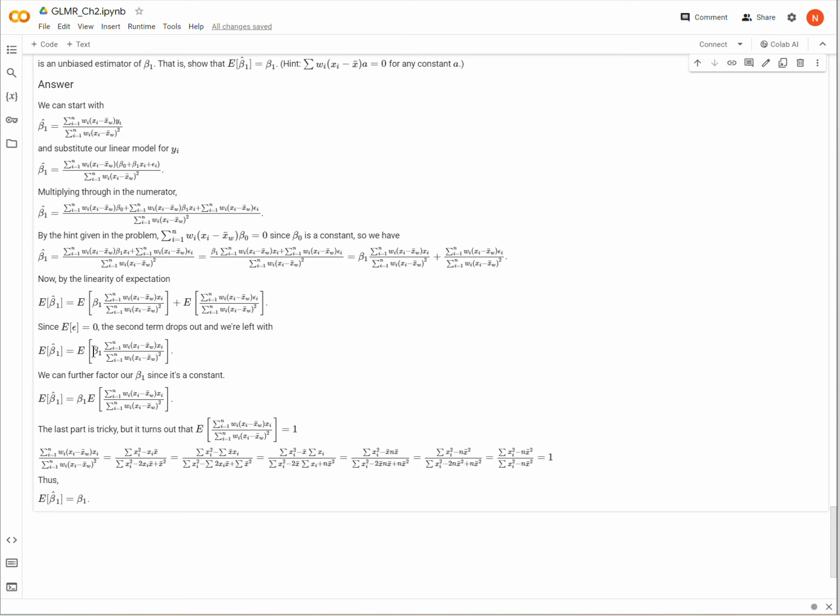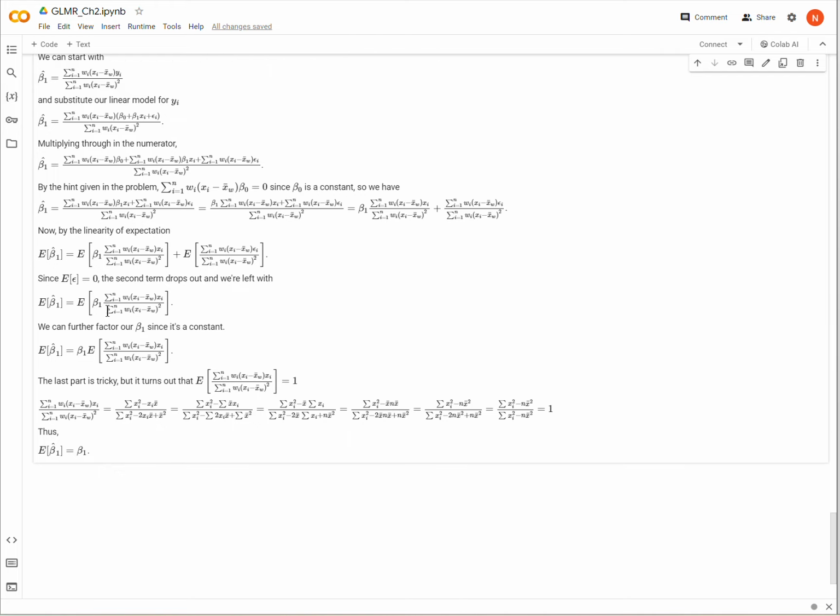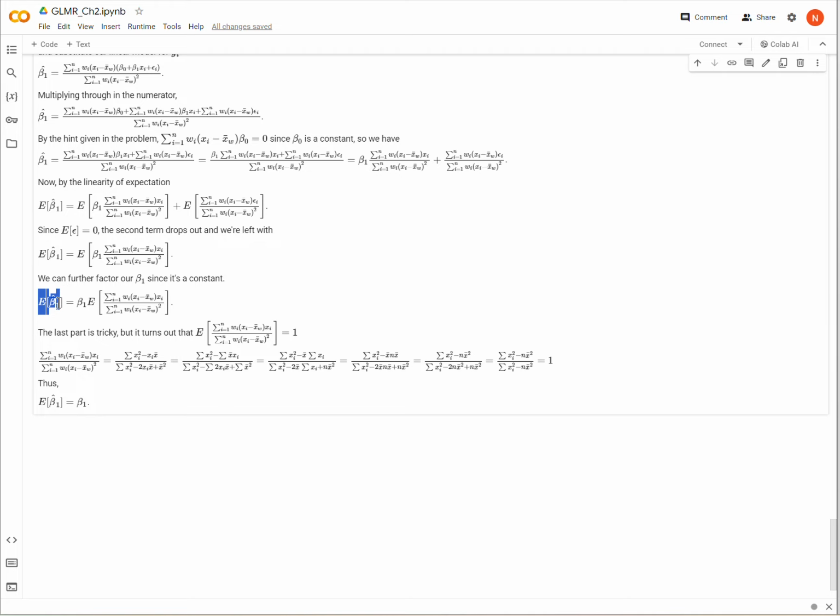Beta 1 being a constant, I can take it outside of the expectation. I'm not proving that, but it's the case. So now the expectation of beta 1 hat is equal to all of this. We're almost there. What we need to show is that the expectation of all of this equals 1. It turns out that this expression in here is a constant of 1, and of course the expectation of a constant is just that constant. So to show how all of this equals 1, I take what's inside of the parentheses here.